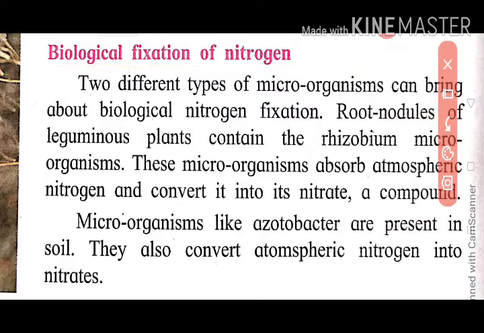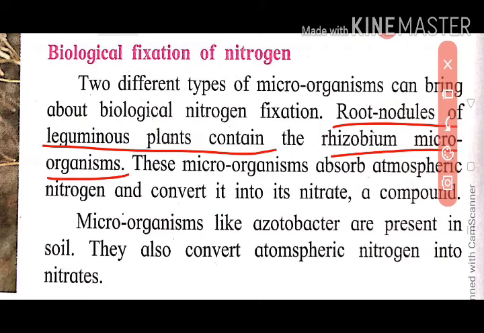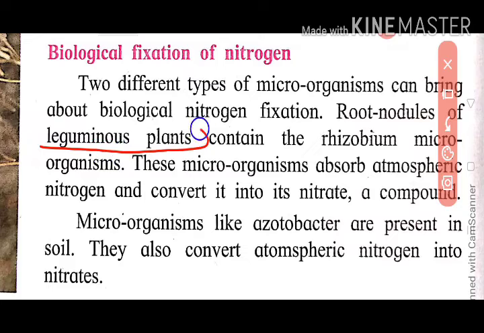Here, two different types of microorganisms can bring about biological nitrogen fixation. Which are they? One is rhizobium microorganism and the second is azotobacter microorganism. Rhizobium microorganisms are present in the root nodules of leguminous plants. Leguminous plants means plants like groundnut and pulses plants. In those plants' root nodules, the rhizobium microorganism is present.